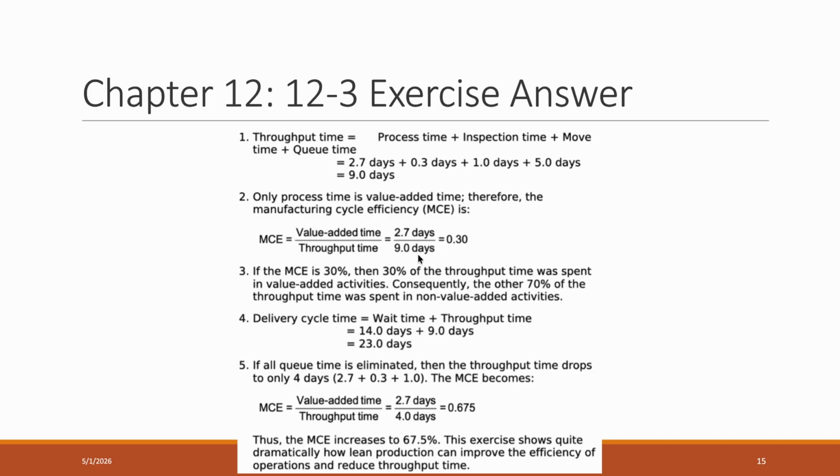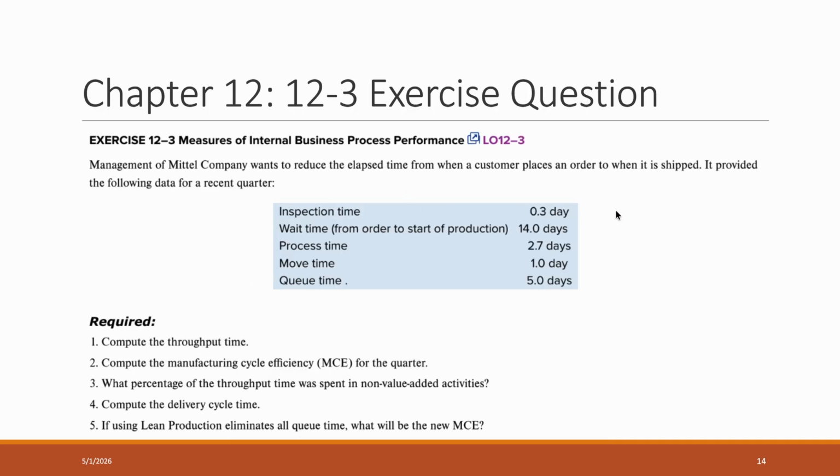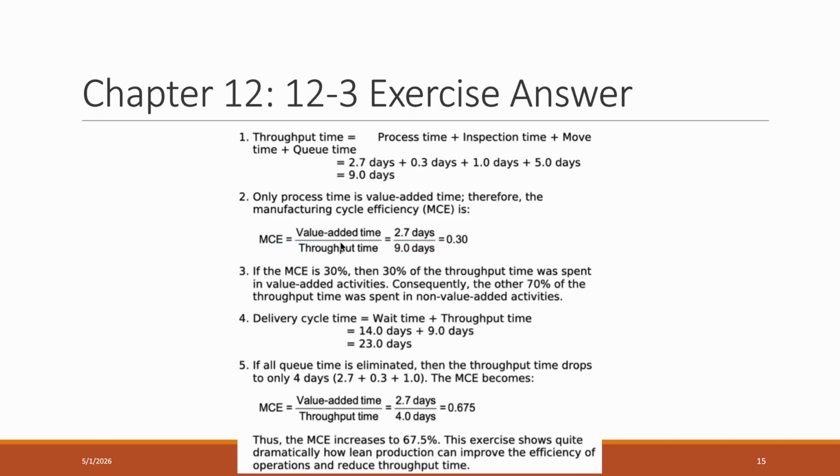So it's going to be 2.7 days, that's our process time, divided by our total throughput time of 9 days. So it means our manufacturing cycle efficiency is 0.3. So again, to recap, throughput time is made up of value-added time and non-value-added time. And we know that in throughput time, the only value-added time is process time. So the formula for MCE in this problem is going to be our process time divided by our total throughput time.